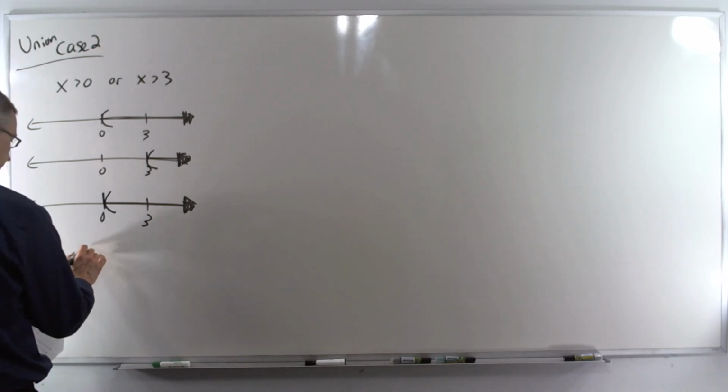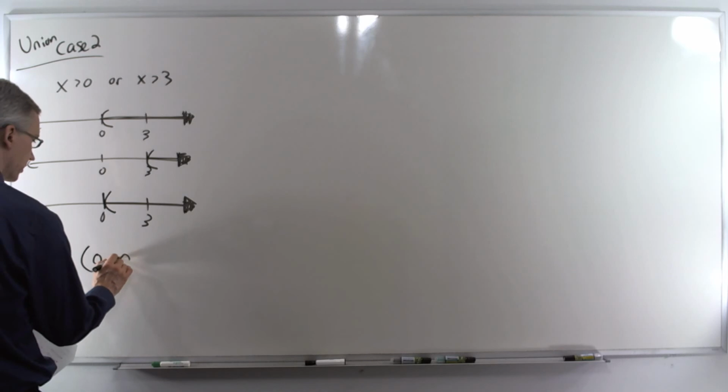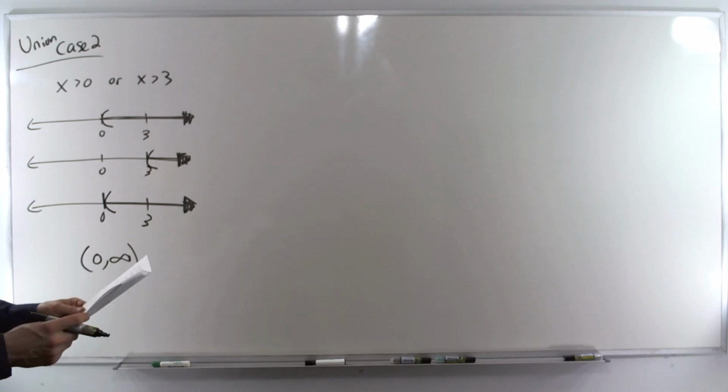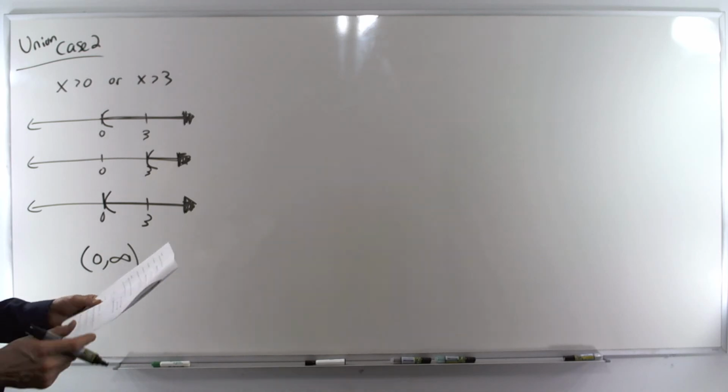And then in interval form, we're going from 0 to infinity. So there's the union of x greater than 0 or x greater than 3. Your turn, number 6.